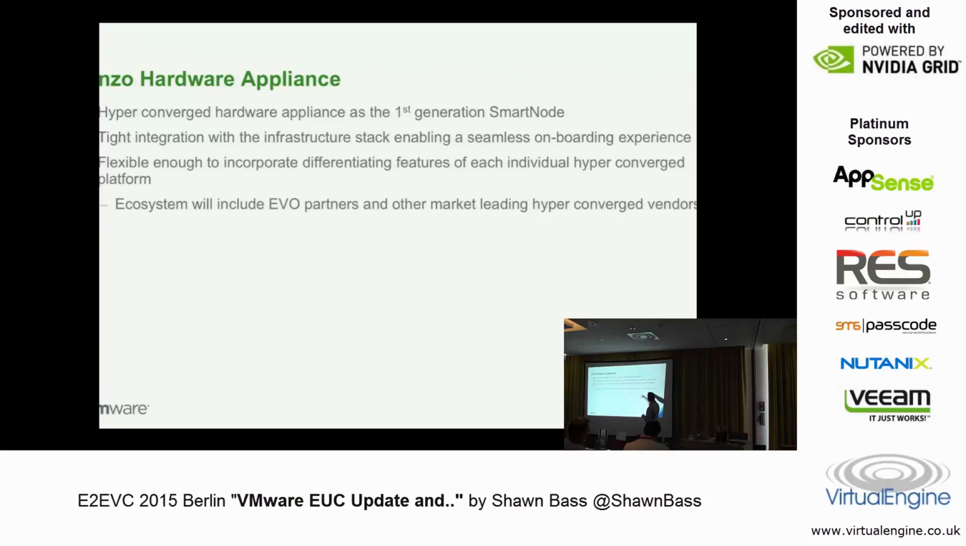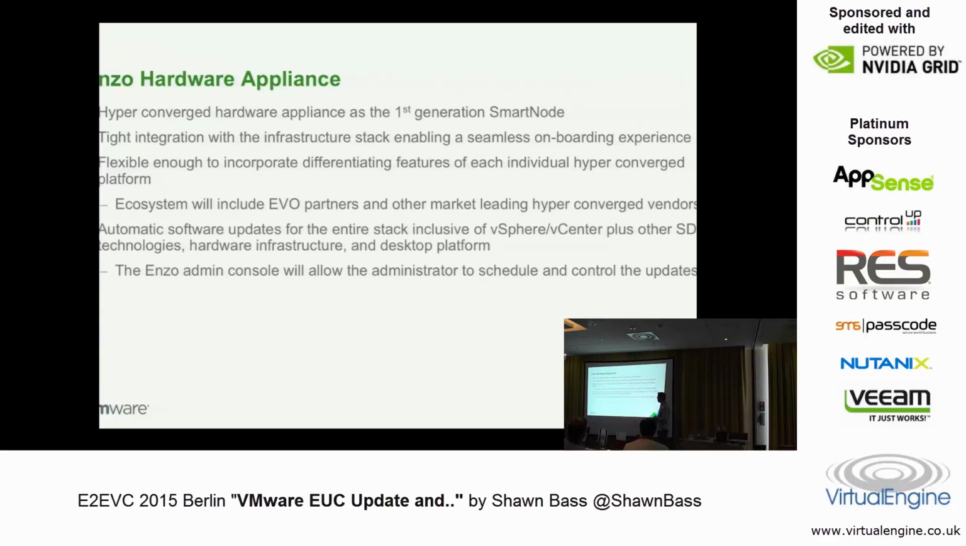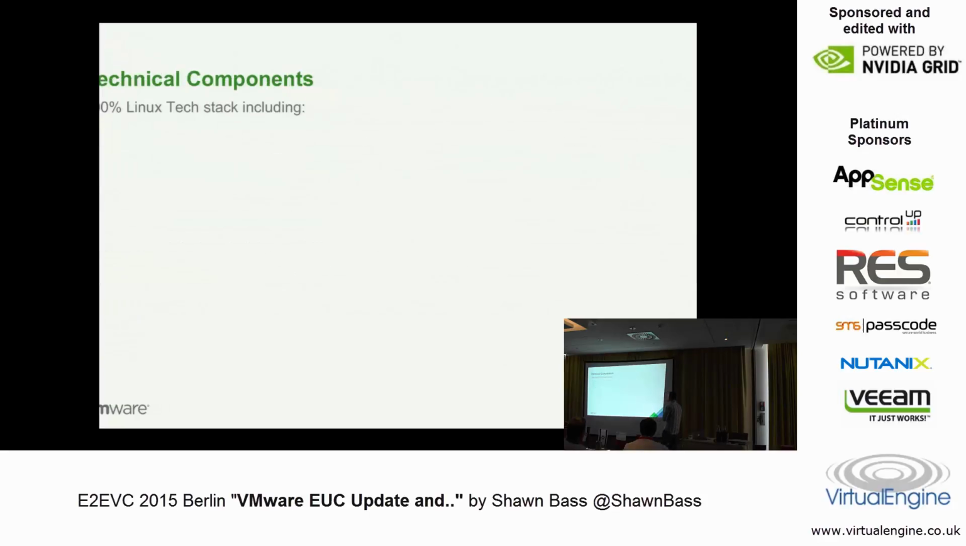So, differentiating features of individual hyperconverged platforms. We will have different Evo partners who will have different Evo Rail capabilities above and beyond the base functionality, so we'll be able to take advantage of that as well. And automatic software updates for the entire stack, inclusive of vSphere, vCenter, and all the other SDDC technologies that are built into the software license environment.